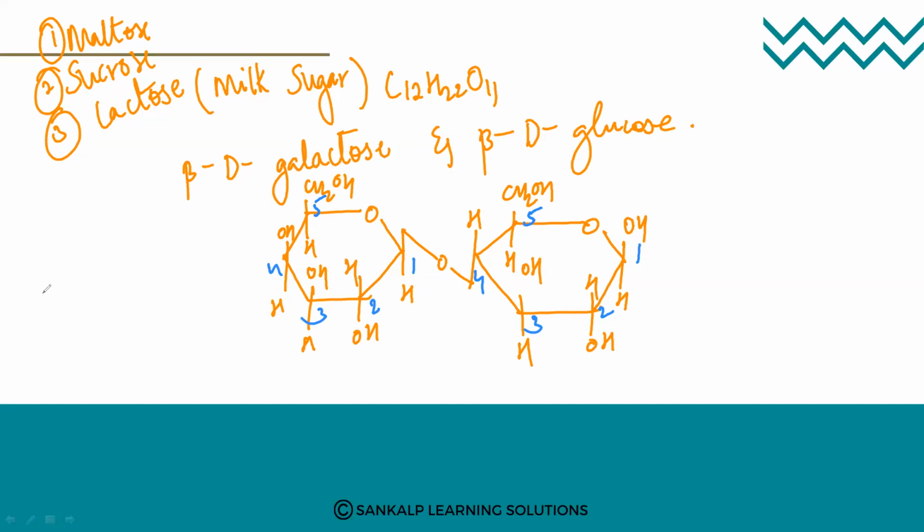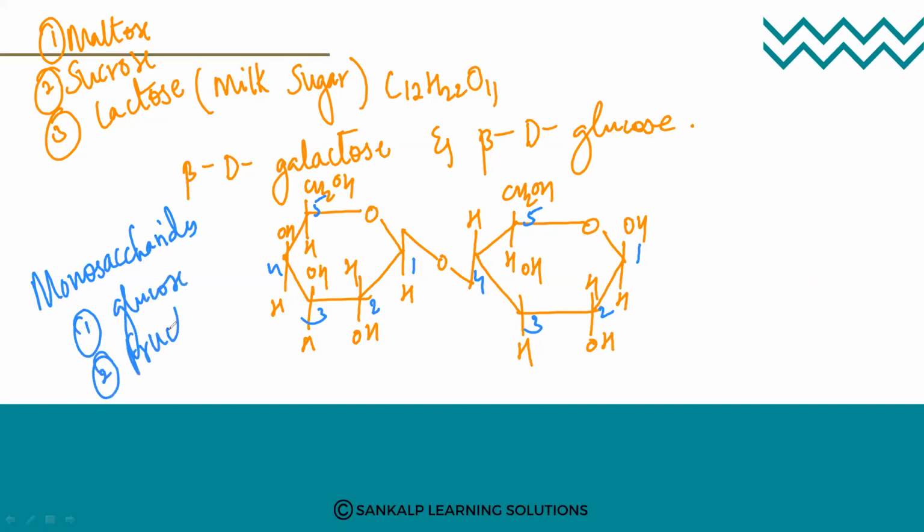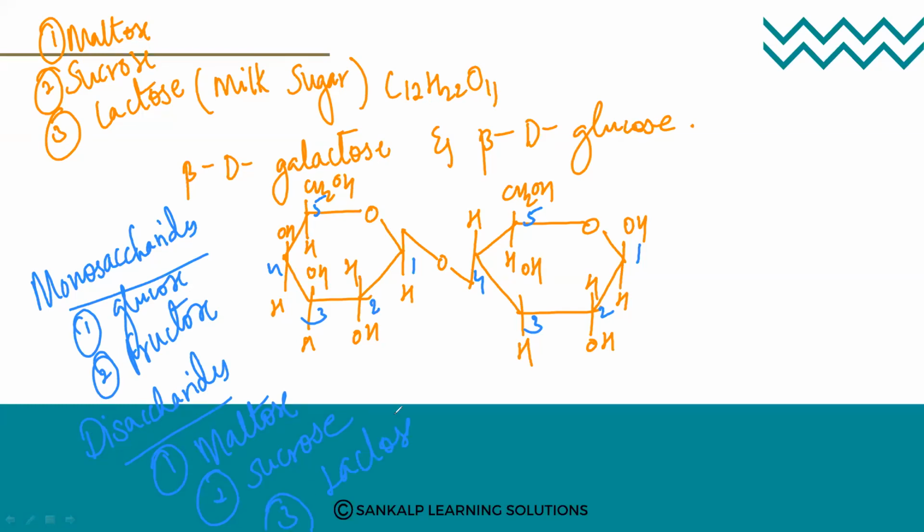So in monosaccharides, we have studied two sugars. First is glucose, and the second is fructose. Then we saw what disaccharides are and their examples. The first one is maltose, where we saw the structure and the hemiacetal structure also. The second one was sucrose. The hemiacetal and Haworth structures are very important. The third one is lactose.